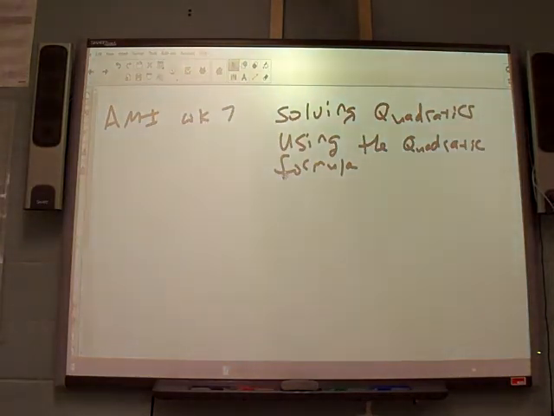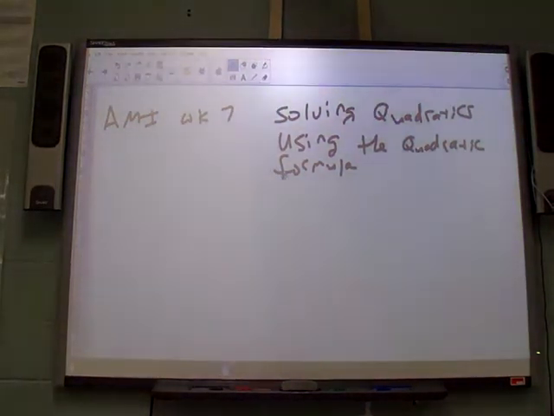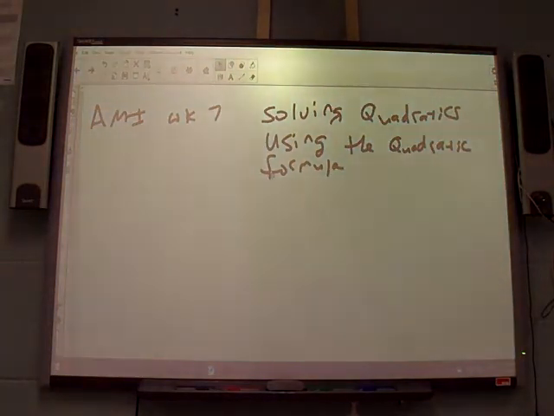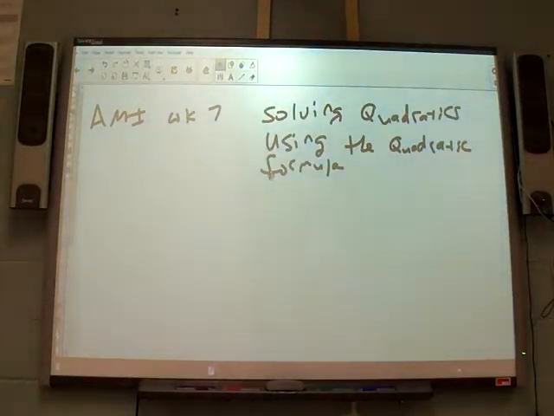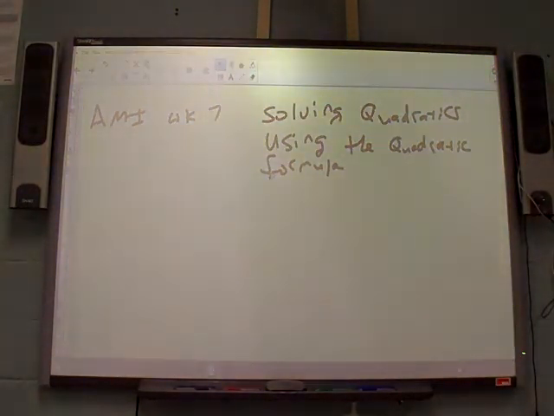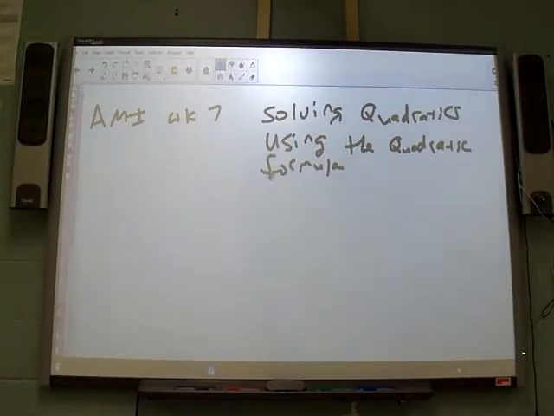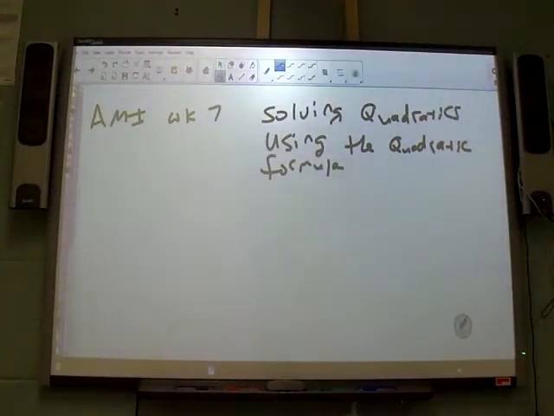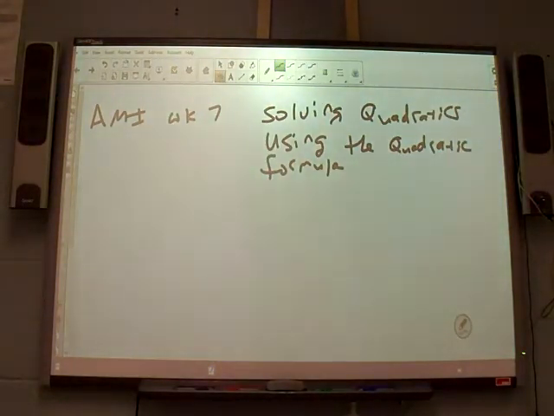So we've been reviewing the different ways to solve quadratics. This week, week 7, we're going to revisit the quadratic formula. This will be the last method that we look at. For our final week, week 8, we're going to do some quadratics from word problems. But this week it's the quadratic formula. So the first thing you need to do on your paper is remember what the quadratic formula is.